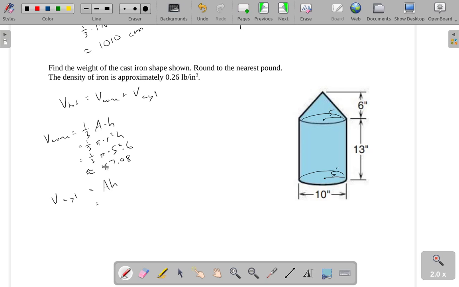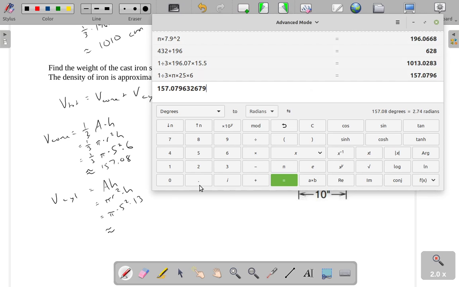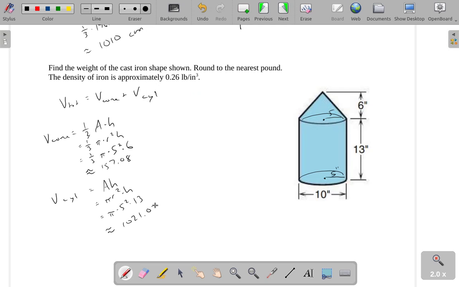So this would be pi r squared times the height, except this is not the height of the cone, this is the height of the cylinder, which is 13 in this case. I should probably move that down here. This should be pi r squared times height, which is pi times 5 squared times 13, which gives me approximately 1021.02. Yeah, whatever, I'm doing more accuracy than necessary again.